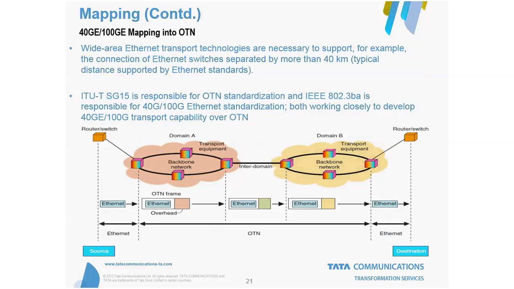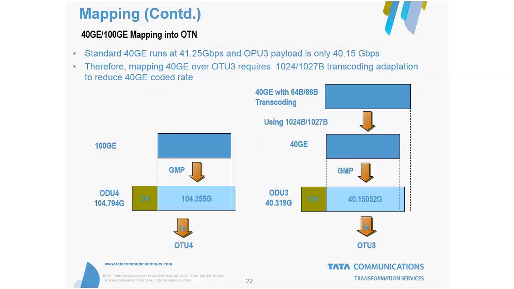And you have the standard ITU-T G.709 from the OTN point of view, and IEEE 802.3ba from the Ethernet side, so that these work in close coordination, and we can transport Ethernet signals of varied rate into optical layer. And how it is getting mapped: compare the overheads that we saw earlier and the frame structure. We'll easily understand. Generic mapping procedure plays a key role.